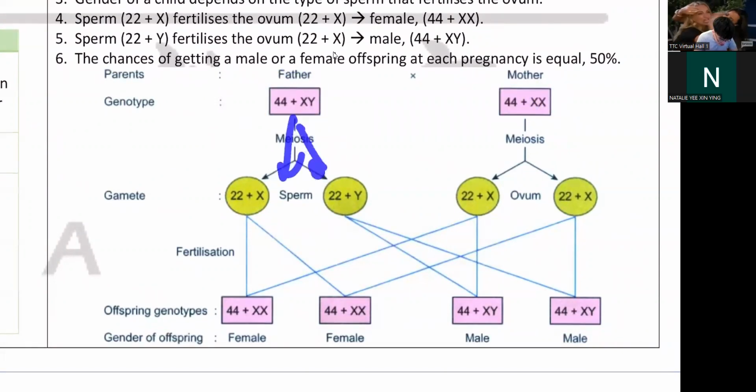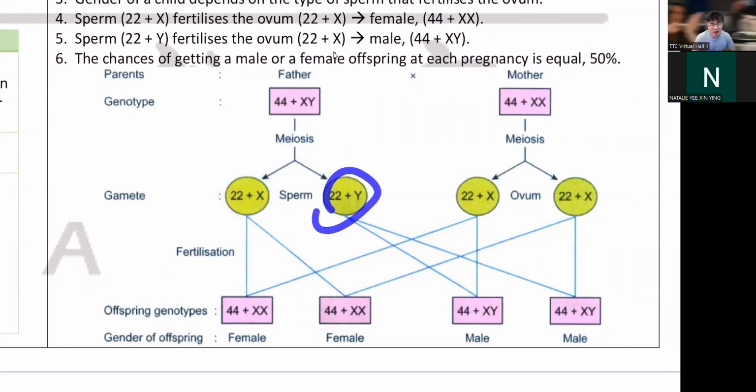So when your dad does meiosis, half of his sperm, like I said, all sperm has 23, so half of his sperm is 22X. Half of his sperm is 22Y. Let's say your dad produces 10 million sperms every day. 50% of the sperm will be X, 50% of the sperm will be Y.